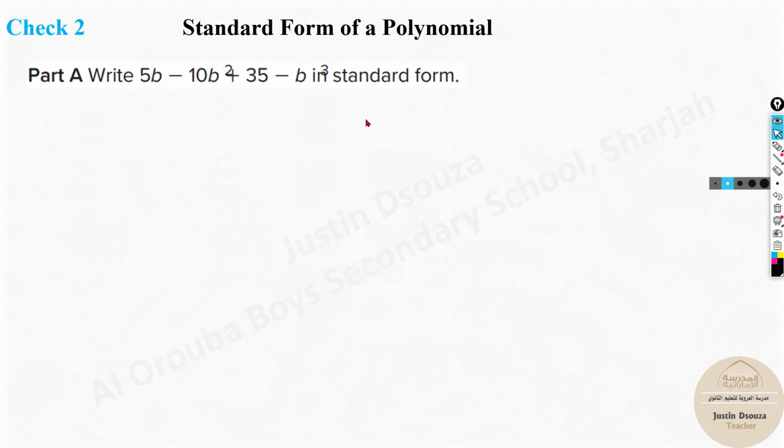Same way you can try this over here now. You can see this is minus 10b squared and over here it's negative b cubed. So write it in descending order. This comes first: minus b cubed minus 10b squared plus 5b and plus 35.